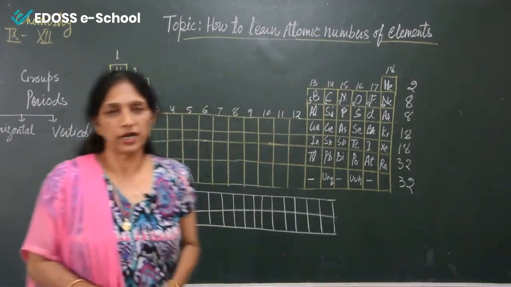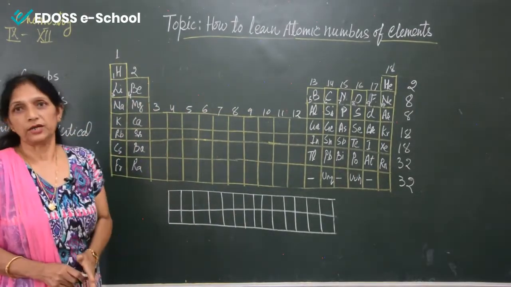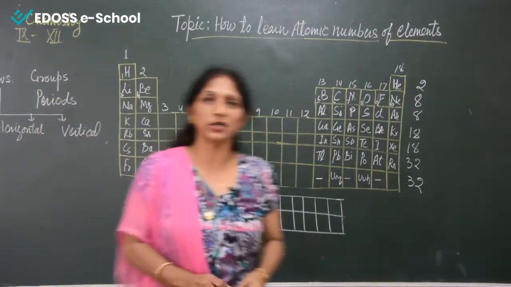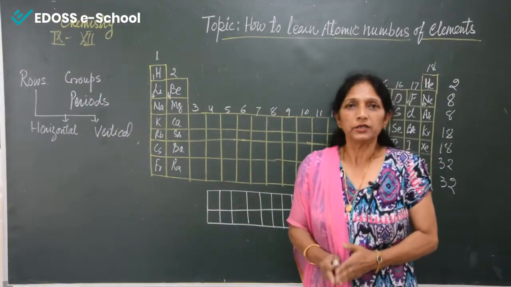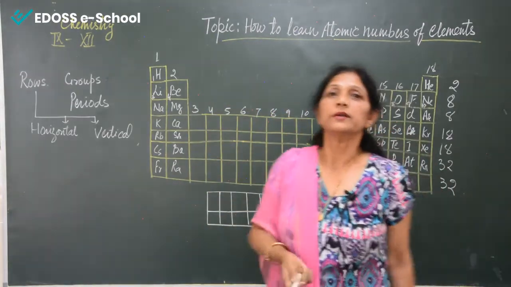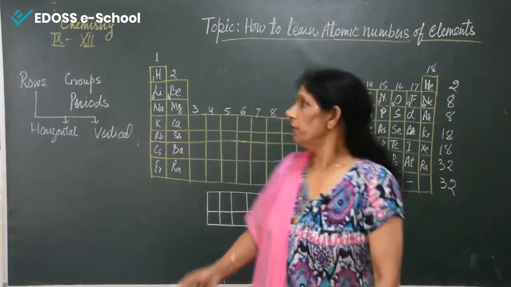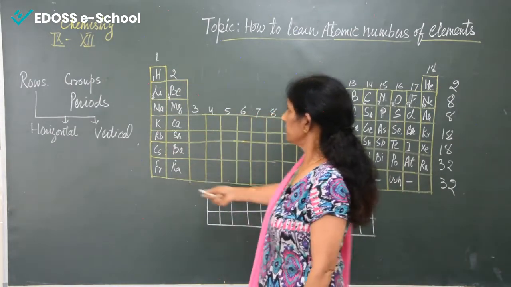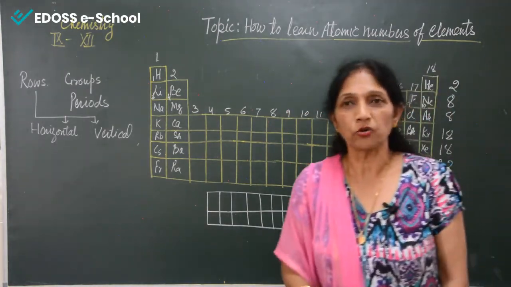Before coming to the atomic number, we will discuss what a periodic table is. Let me introduce the periodic table to you. The periodic table is actually one chart or one figure, you can say, where all the elements are arranged according to their increasing atomic numbers.